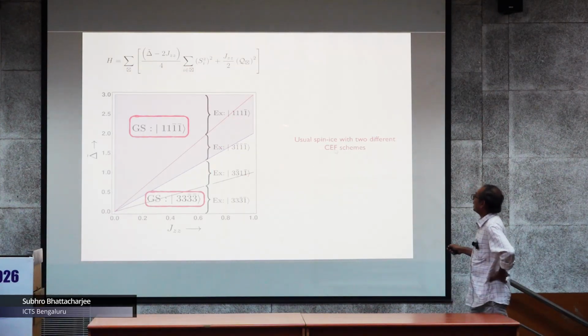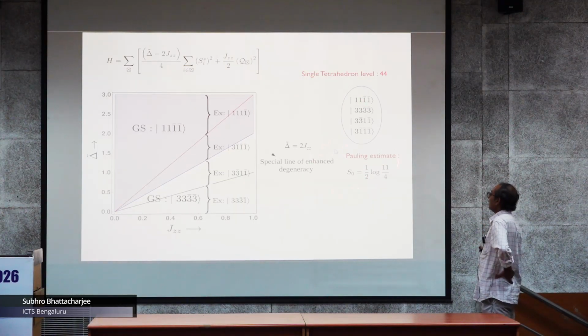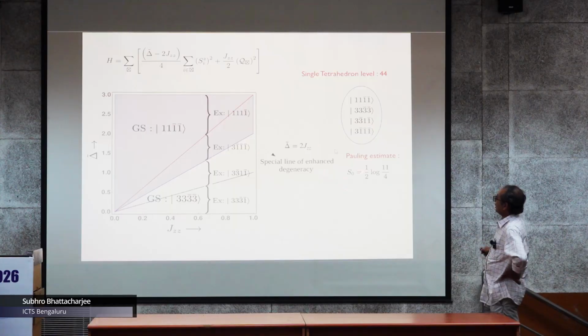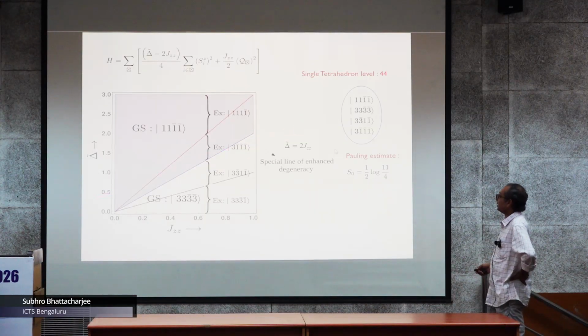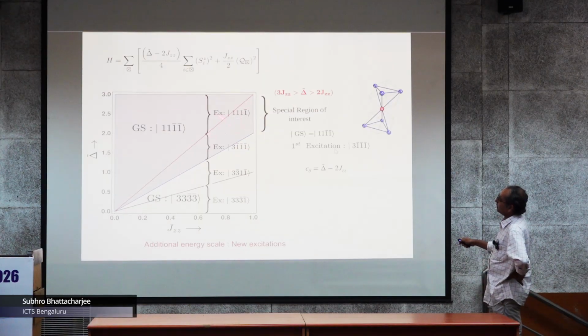So this is what I just pointed out. What happens when this energy scale vanishes is that you get an enhanced degeneracy with a larger Pauling entropy at the ground state, and this controls a lot of the physics at low temperatures in this small region on both sides of this special line. Okay, so let's first start with this part, where this delta energy scale, the crystal field energy scale, is slightly bigger than the exchange scale.